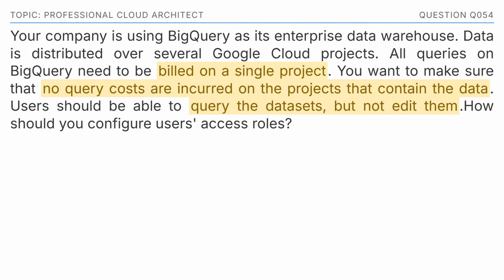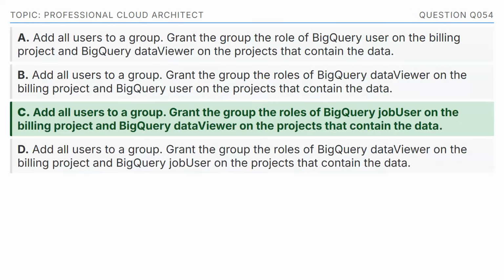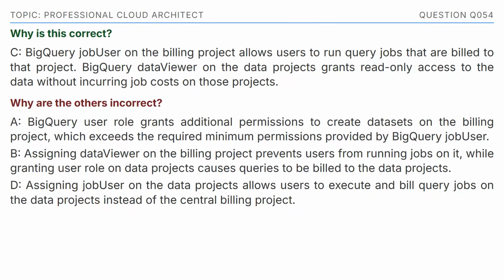To arrive at the correct answer, we focus on the keywords: billed on a single project, no query costs are incurred on the projects that contain the data, query the datasets, but not edit them. The correct answer is option C, add all users to a group. Grant the group the roles of BigQuery job user on the billing project and BigQuery data viewer on the projects that contain the data. Why is this correct?